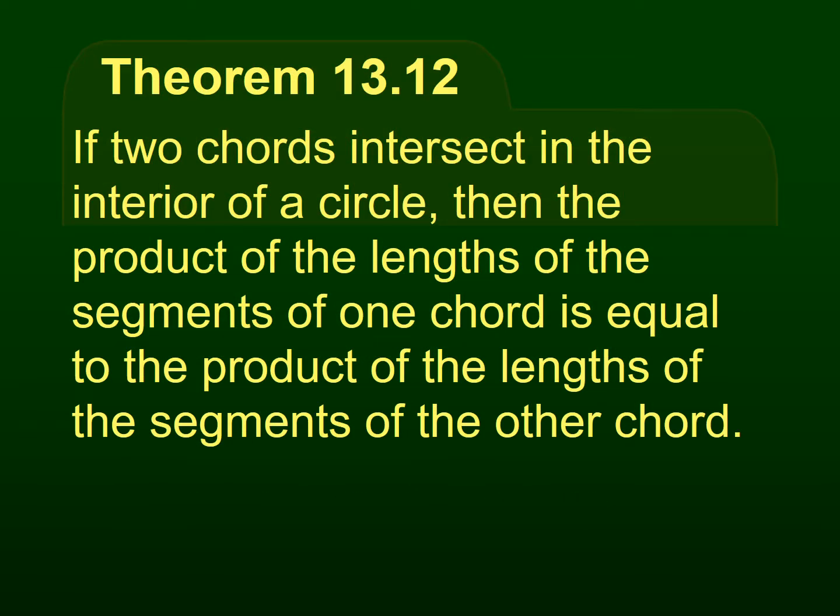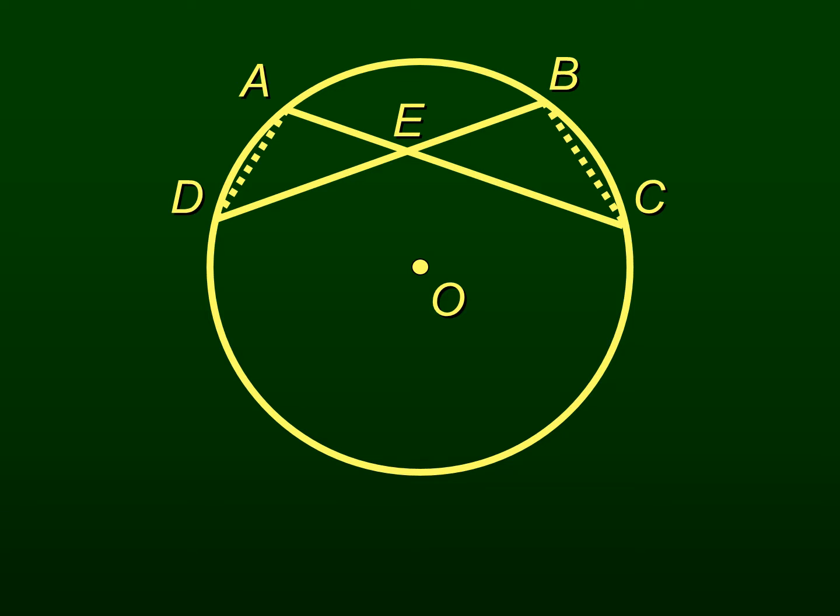So the first theorem we want to look at says that if two chords intersect in the interior of a circle, so that's inside the circle, then the product of the lengths of the segments of one chord is equal to the product of the lengths of the other chord. Product means to multiply.